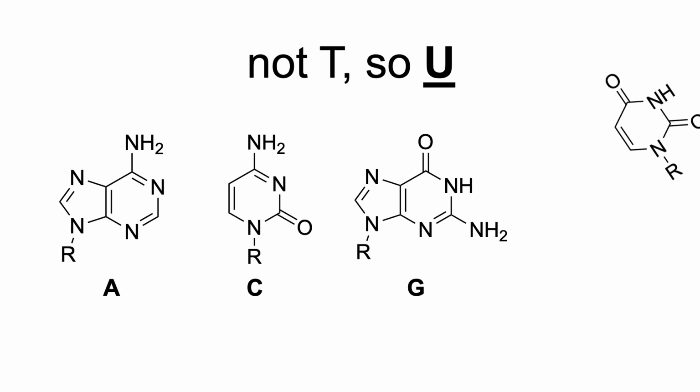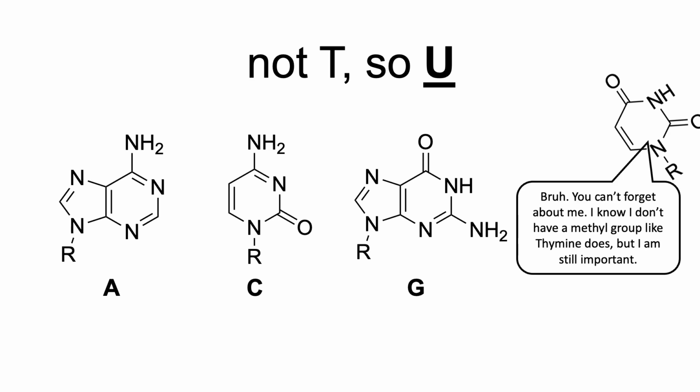Oh my gosh, it's uracil. I totally forgot about you. Oh, what? He said, brah, you can't forget about me. I know I don't have a methyl group like thymine does, but I am still important. That is entirely true. Uracil is extremely important in RNA. So we can change this here. So we'll do not T, so V.